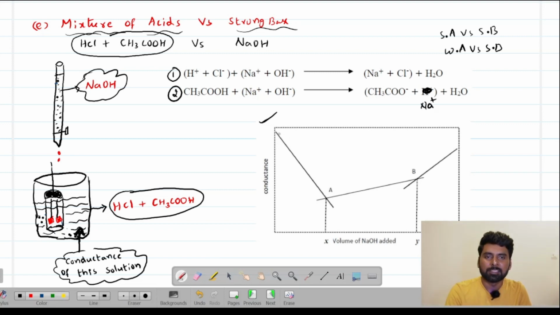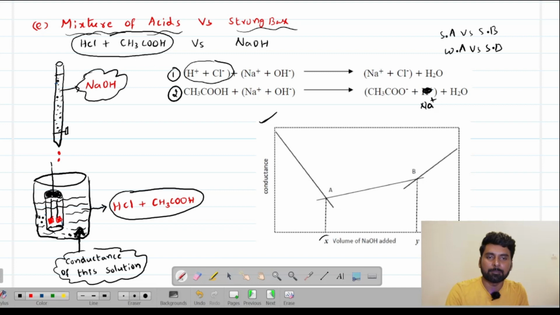Okay, in this graph, why is conductance decreasing initially till point A? The reason is HCl is replaced with NaCl. H plus ions are replaced with Na plus. That's why it is decreasing. After the first endpoint, why does it start increasing?